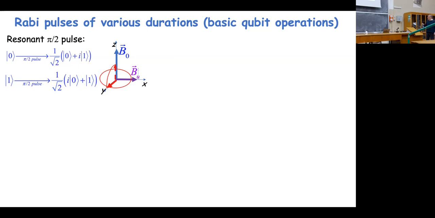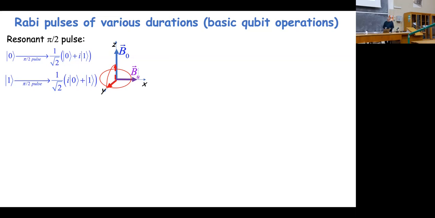What is a pi over 2 pulse? It's a pulse which takes spin up and makes a pi over 2 rotation. So it brings the spin up from the z to the x direction or to the y direction, depending on where you turn it. And so you start from 0, you get this superposition of 0 and 1. And if you start from 1, you get the orthogonal superposition. So a pi over 2 pulse creates a spin in the transverse direction.